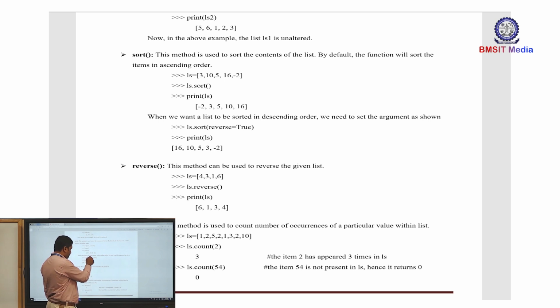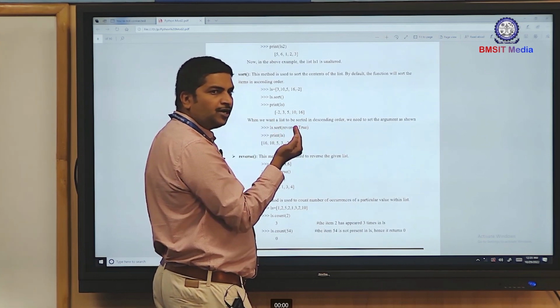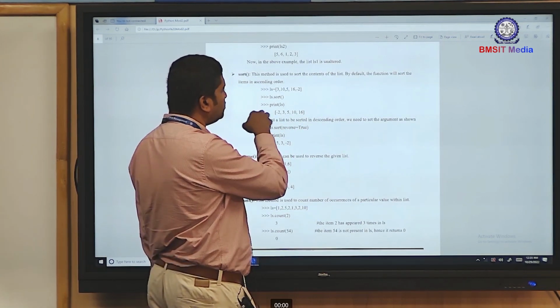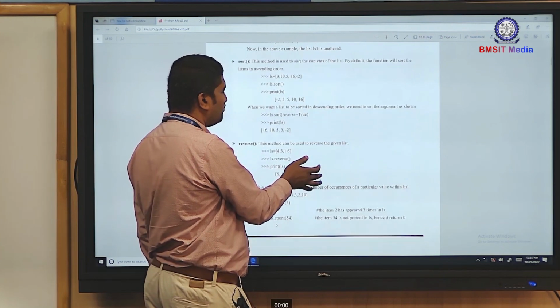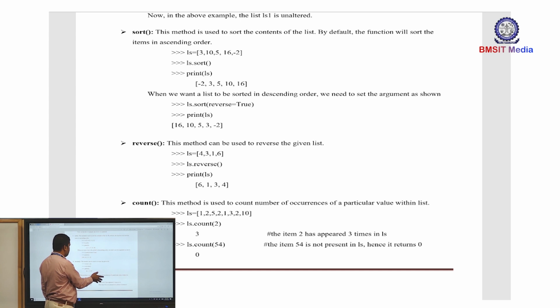You give an attribute called reverse is equal to true. You make it true. That means you are telling it to sort in the reverse order. What is the reverse order of ascending order? It will usually be descending order. So that is 16, 10, 5, 3 and minus 2.